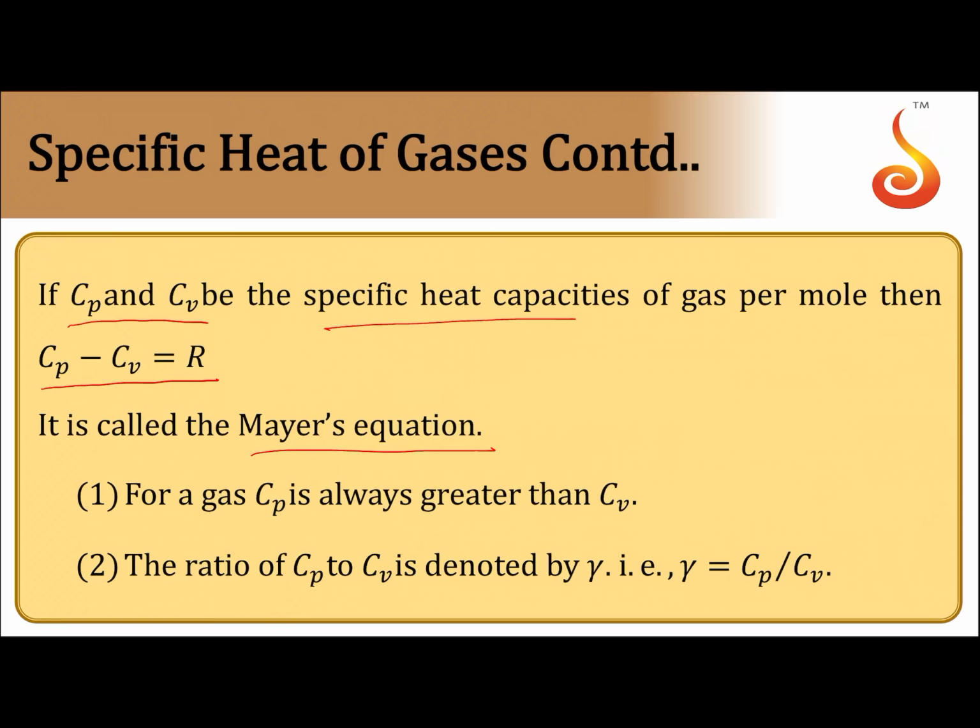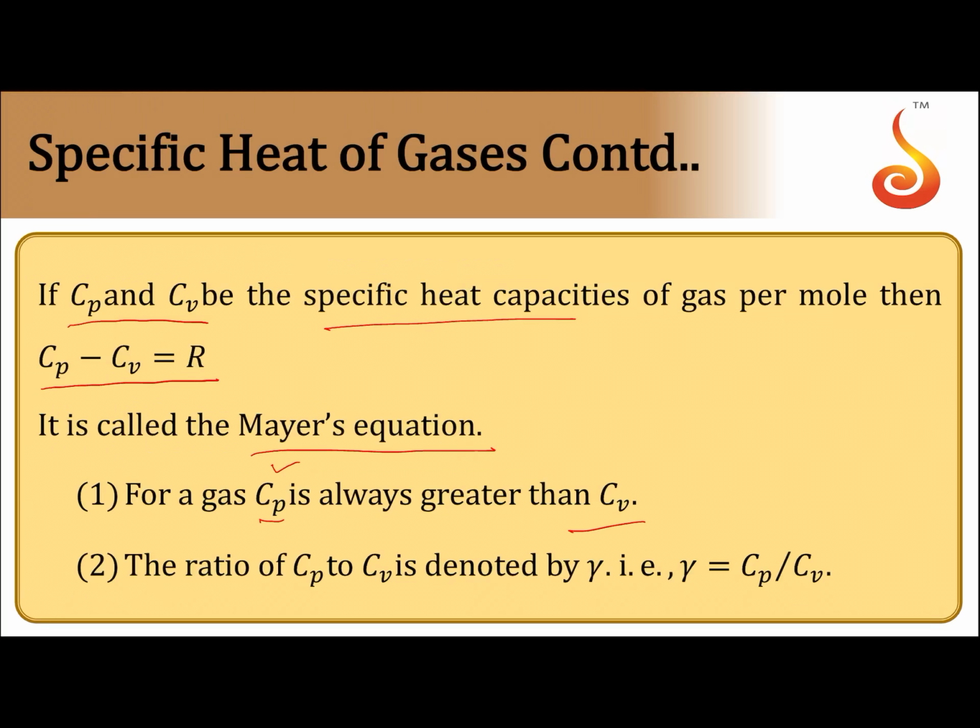So for any gas, Cp is always greater than Cv. This is because during the supply of heat, in both the cases, Cp and Cv, that is constant pressure or constant volume, whichever the condition you are heating it at, you have to increase the temperature by the same amount.